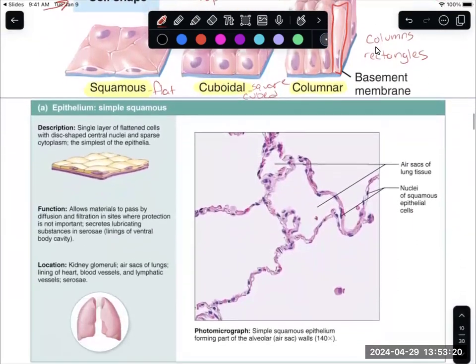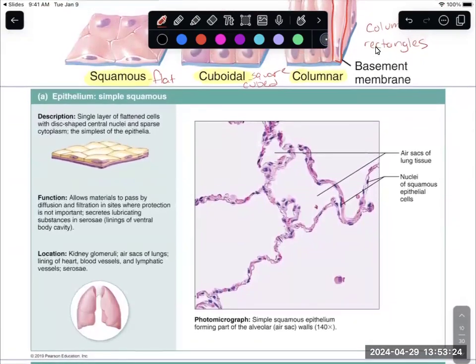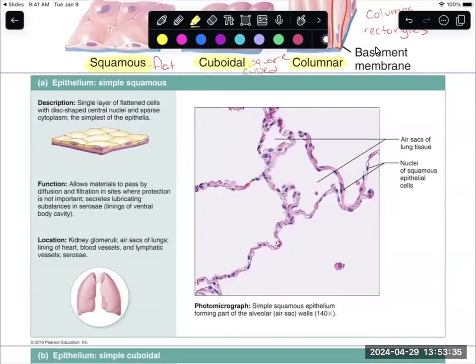So let's look at some of these. I've got lots of examples because these will be the exact slides that you're going to see when you take the practical exam. So the first one we have here is simple squamous. Simple because it's one layer of cells. Squamous because they are those flattened out cells. This is in your lungs. That's the picture of the lungs here. Those little air sacs in your lungs where oxygen gets absorbed into your blood and carbon dioxide gets taken out of your blood and you breathe that out. This is the tissue where this happens. This is a single layer of flat cells.